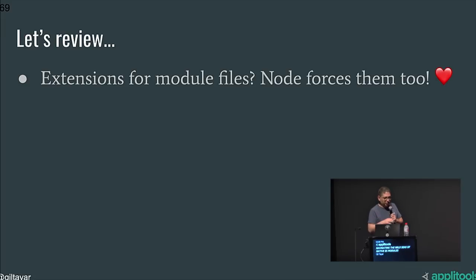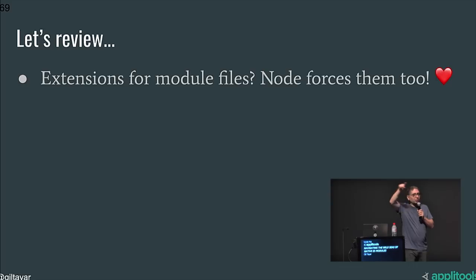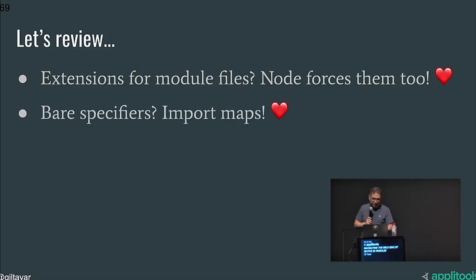What about the problem of extensions for module files? Node forces you to write extensions. So everybody is basically saying, when you're importing something or when you're requiring something, start adding extensions to that thing, because the world is migrating to having the extension in the import. It may be a bit ugly, but that is the reality. What about bare specifiers? Bare specifiers, which was a problem, now we will have import maps in a year or two, and we've solved that problem.